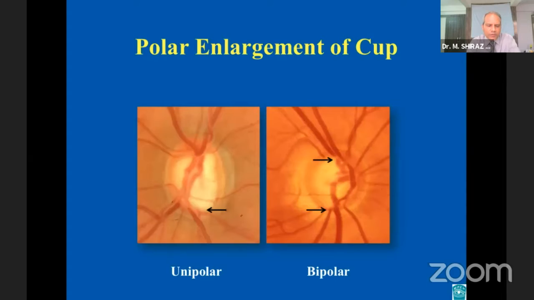There is a loss of neuroretinal rim tissue with advancement in cupping, and hence the cup enlarges. The loss of neuroretinal rim tissue can affect only one region of the optic disc, either superior or inferior, or both regions of the optic disc, both superior as well as inferior. So cup enlargement can be unipolar when only one disc region is affected, as evident in this first photograph, where the cup is enlarged predominantly in the inferior direction. In the second photograph, the cup has enlarged in both directions, superiorly as well as inferiorly. So here the cup enlargement is bipolar.